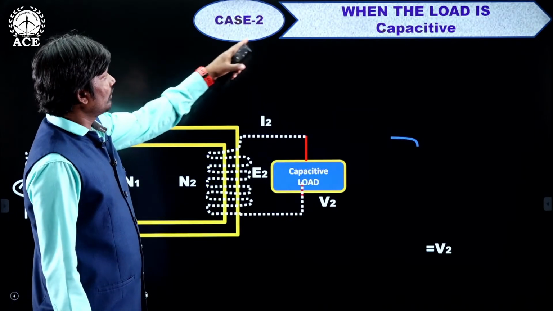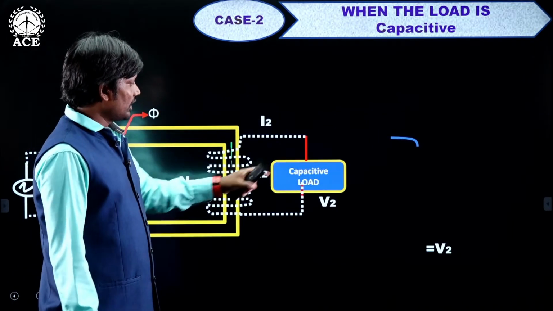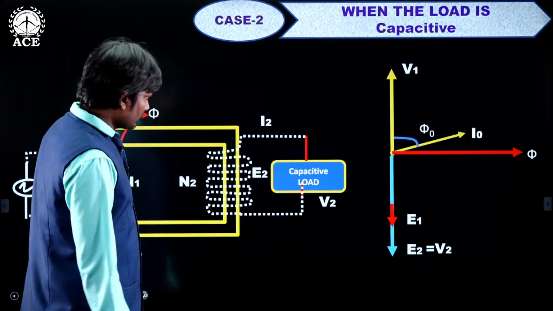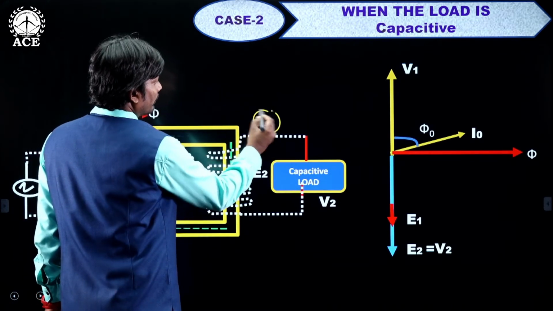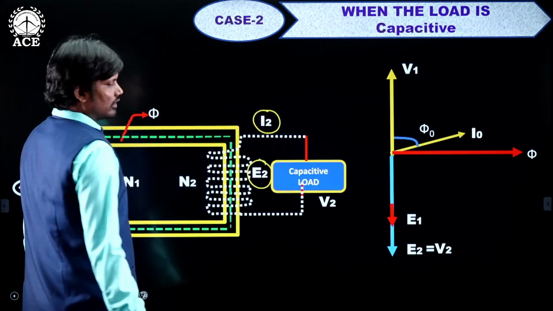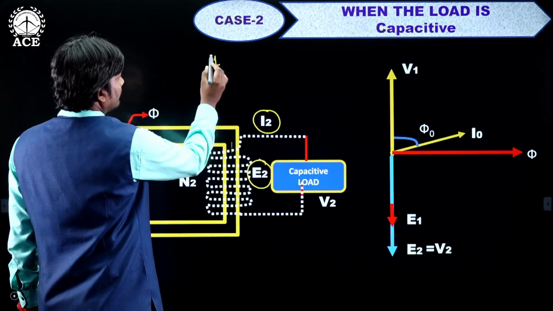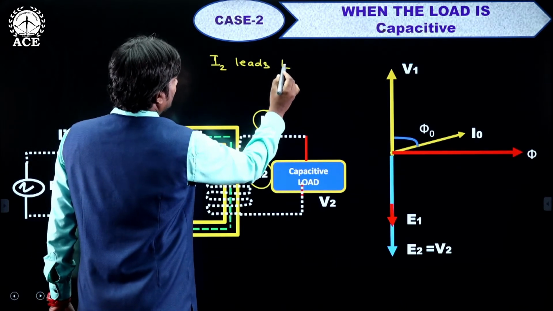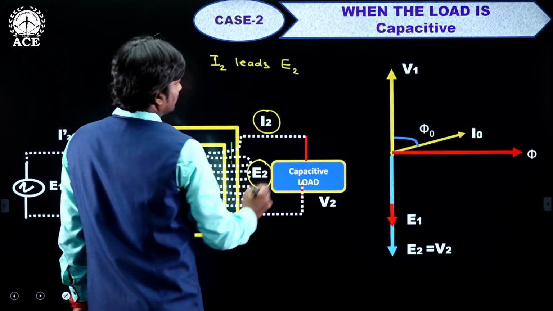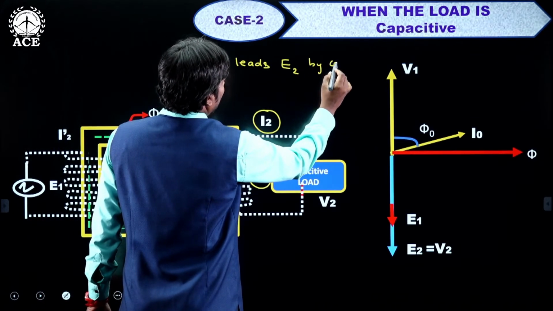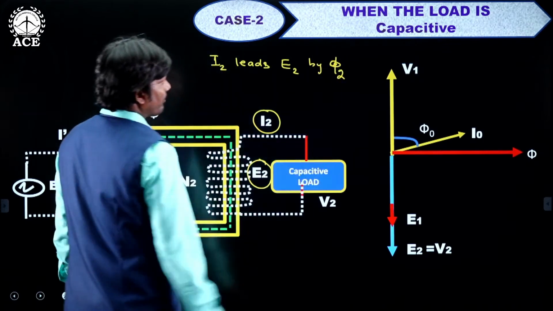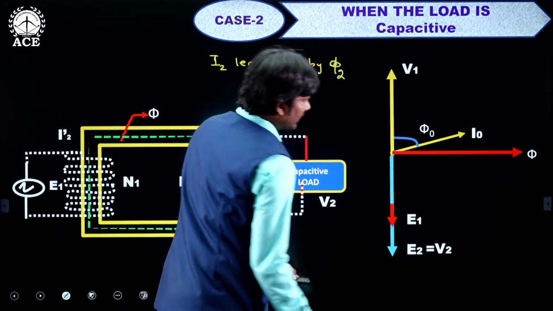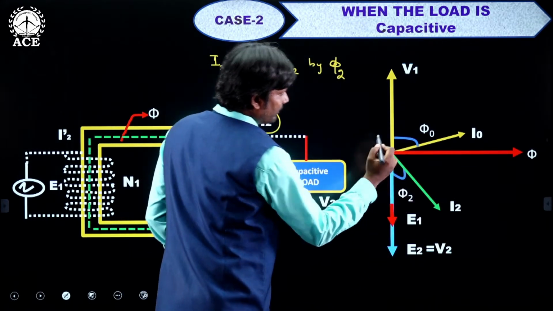Now case 2, when the load is capacitive. When the load is capacitive, I2 leads E2 by phi 2. Leading means it will come somewhere in this direction, this side. See here, this is I2 at phi 2.